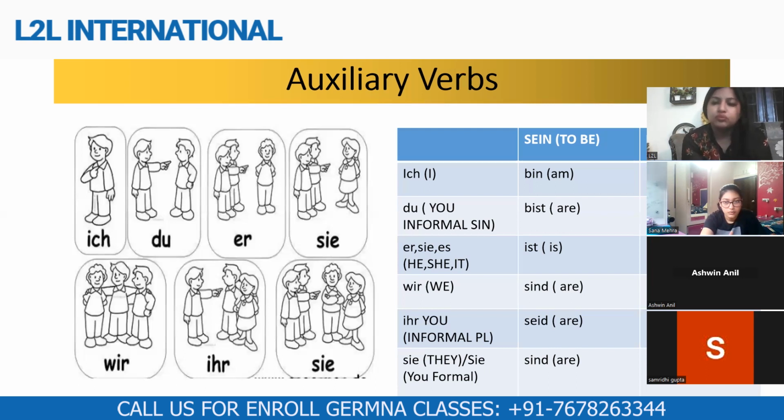Yeah, what is du? Where is he pointing at? You, like second person. You. Okay, second person you. Very good. What is er? Third person, female, male. Male. Third person, male. He. Okay. What is sie? She. She. Okay. What is wir?